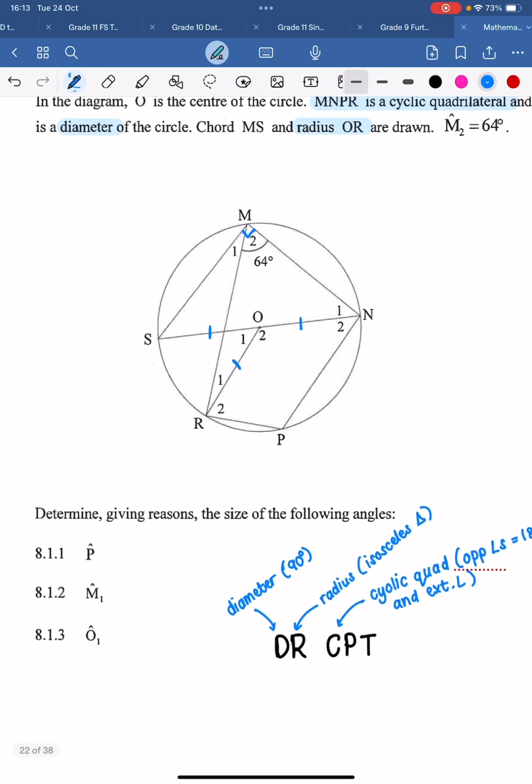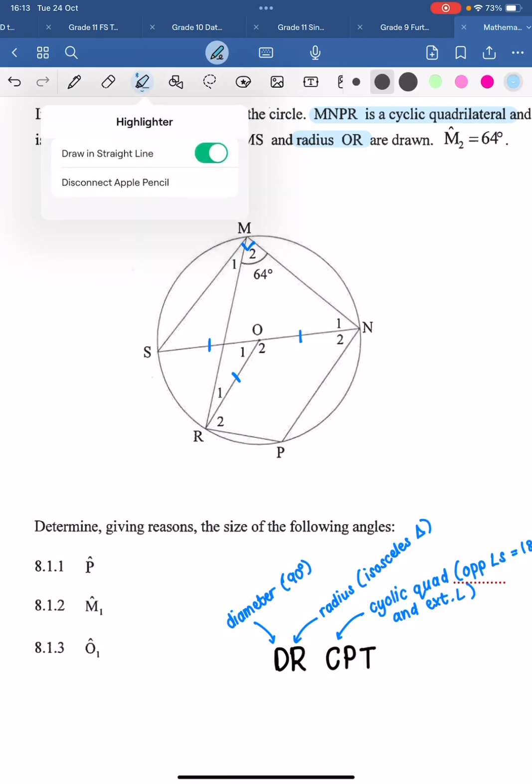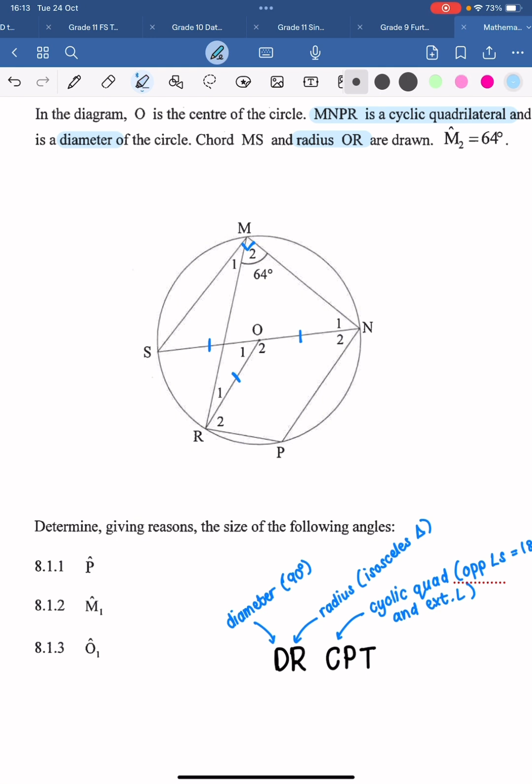That's very helpful. All right, so they told us that MRPN is a cyclic quad, right? So I'm just going to highlight that. I really like highlighting things on the diagram. I just find that it makes everything so nice and clear, but also sometimes your picture can get very busy, so you need to kind of try and find a balance here.